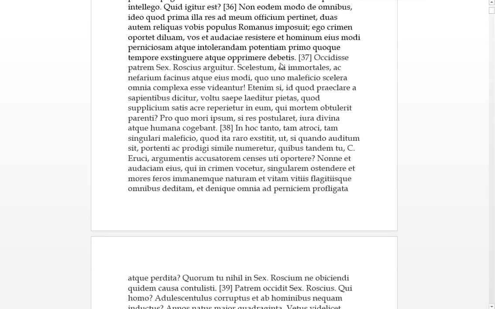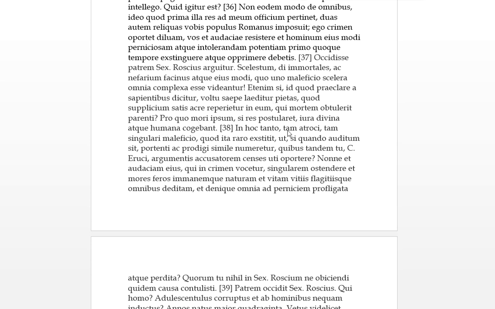Pro quo mori ipsum. For quo, it'd be ablative, for whom he himself must be killed. There's some reason that's in the infinitive. If the res postulat, if the matter or circumstance demands, he himself should be killed. Okay, iura is the laws, divina et humana, cogebant, these are forcing. So if the matter demands this, he himself is forced by the divine and human laws that he should be killed, if it's true he's killed his father.